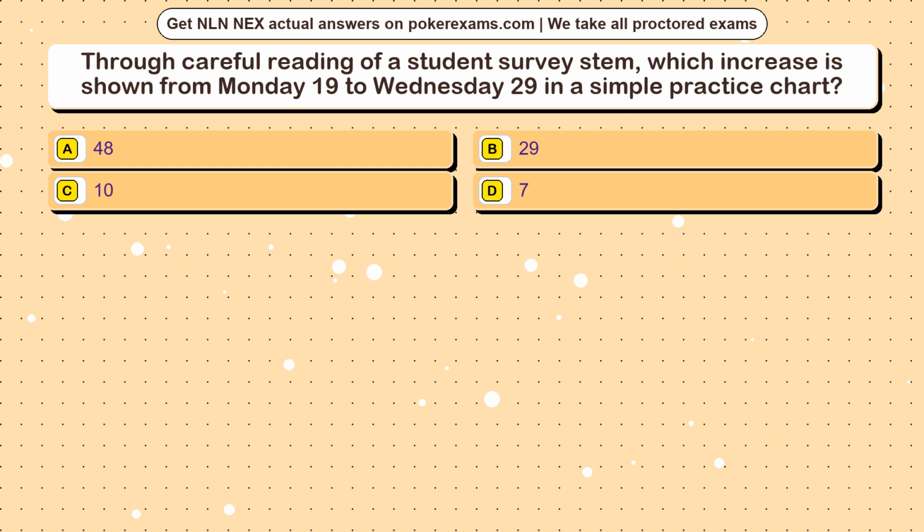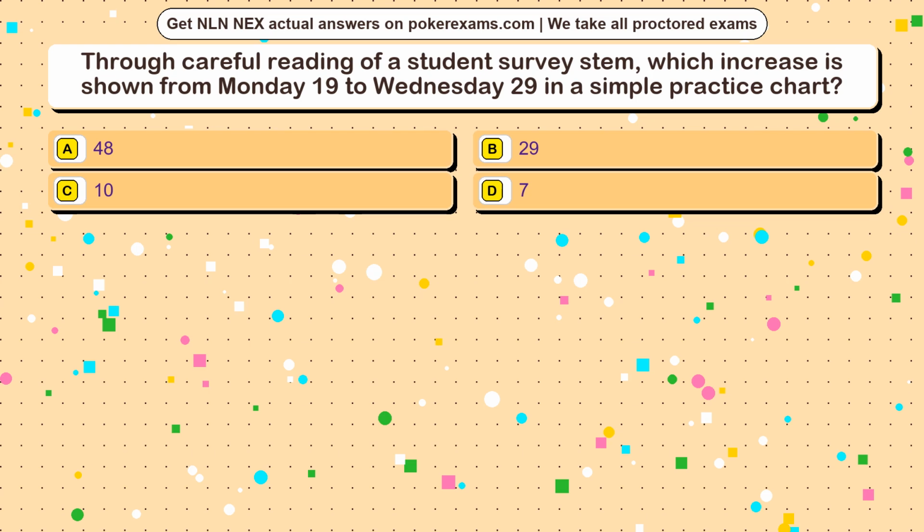Question 25. Through careful reading of a student survey STEM, which increase is shown from Monday 19 to Wednesday 29 in a simple practice chart? Option A, 48. Option B, 29. Option C, 10. Option D, 7.